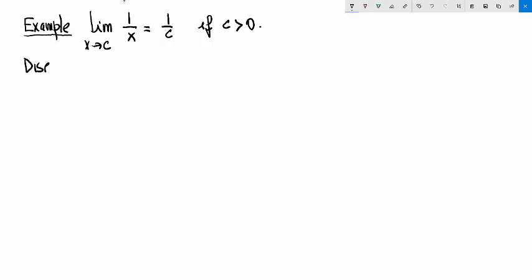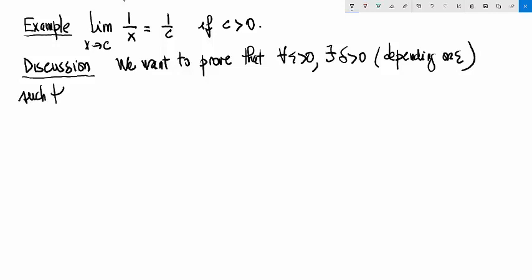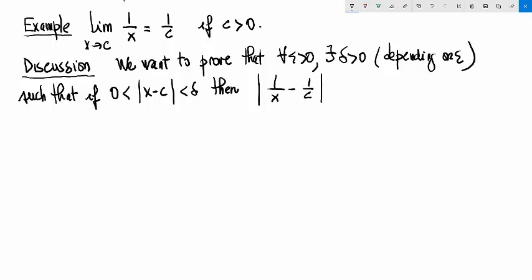So, discussion or scrap work. We know what we want to prove, so we state exactly what we want to prove. We want to prove that for every epsilon greater than 0, there exists delta which is positive, delta depending on epsilon always, such that if this condition holds, then the absolute value of 1 over x minus 1 over c is less than epsilon.